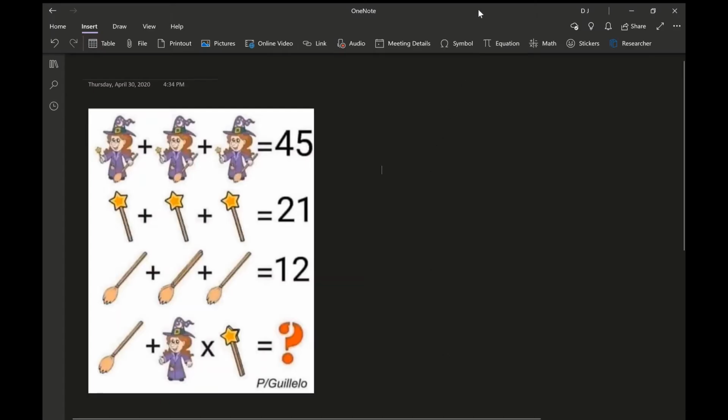Okay, so a while ago someone asked me to do the witch problem, so let's do it. I don't like this problem, but I guess maybe some good can come from it.